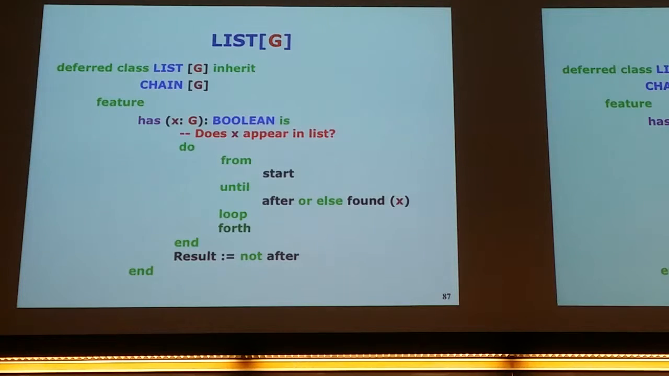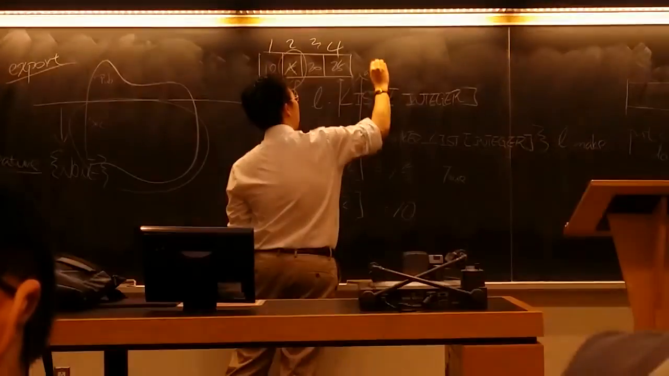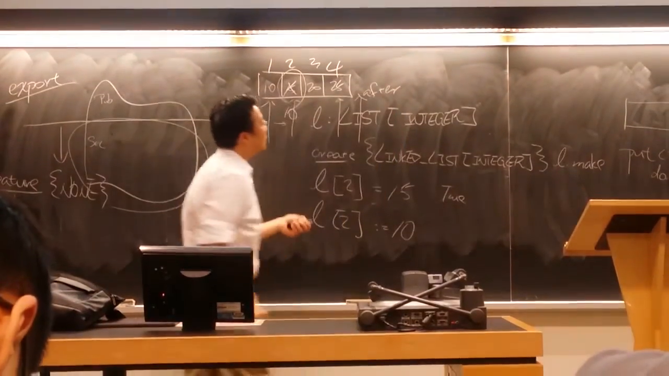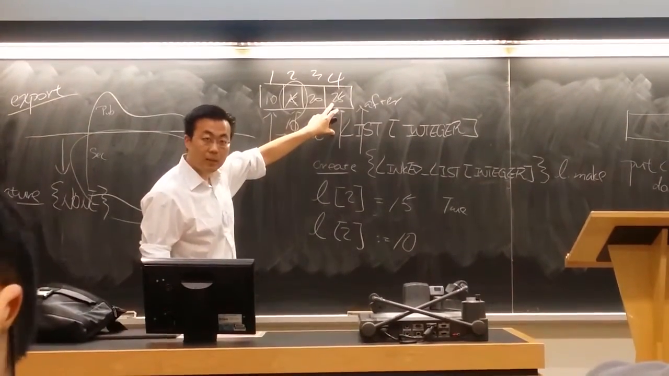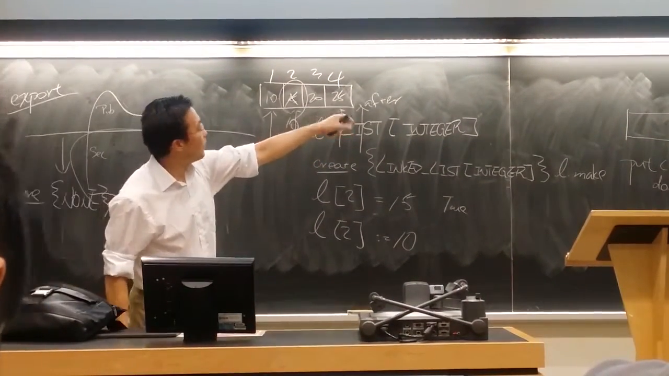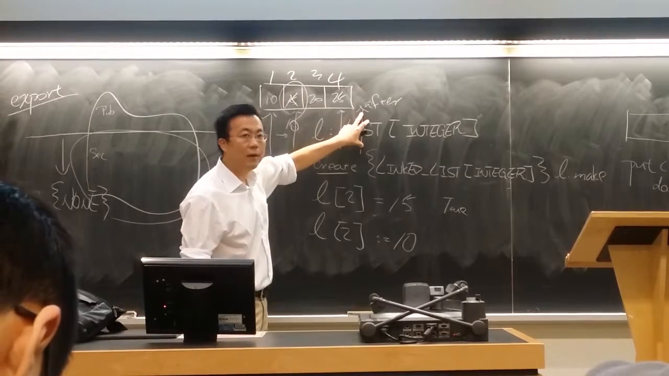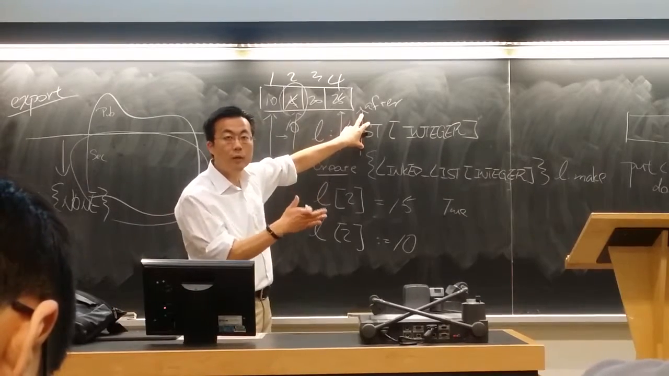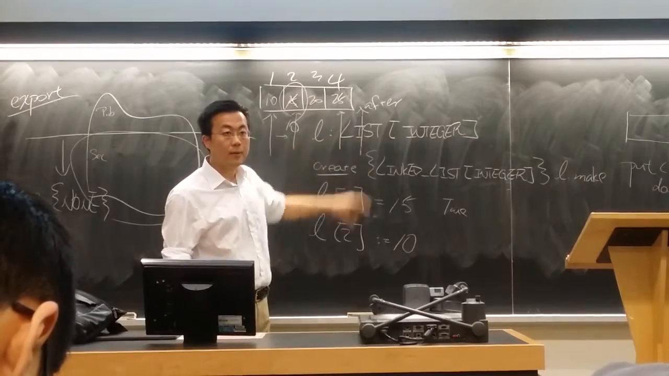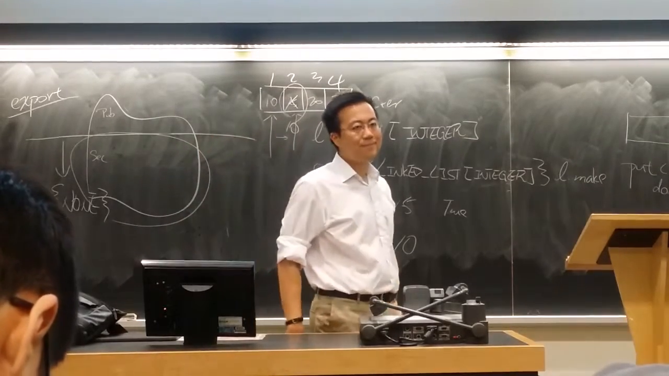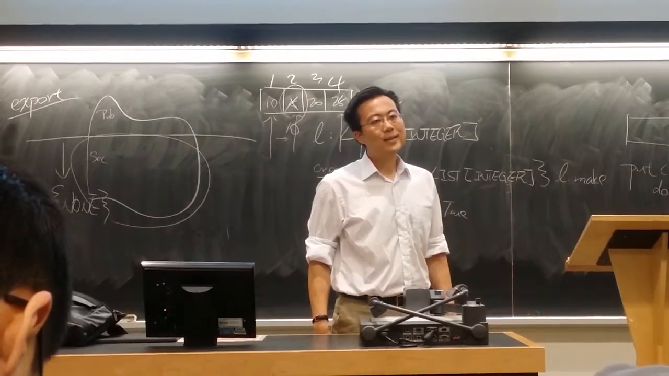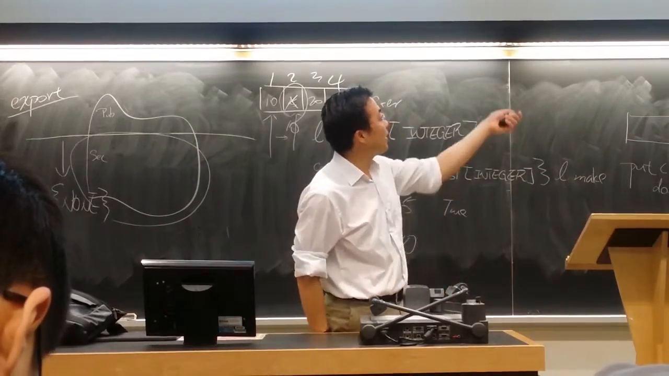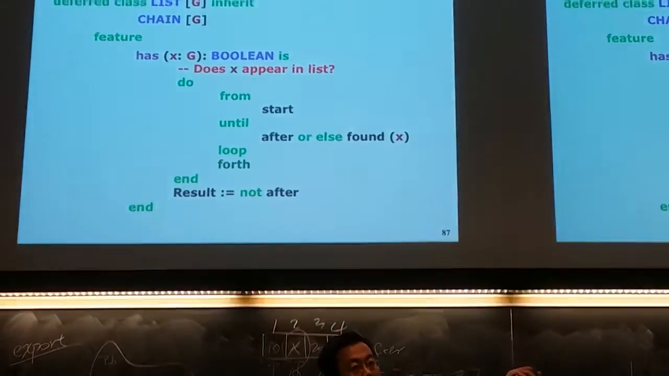So this is the cursor. Sorry, let me say it again. This is the cursor position where it's saying after. If you're currently in the last item here, and then you call forth, and then you move here, this is the after position, which means you can no longer go any further. Is after holding a Boolean value? Exactly, it's a Boolean. So that's why or else is like a disjunction.